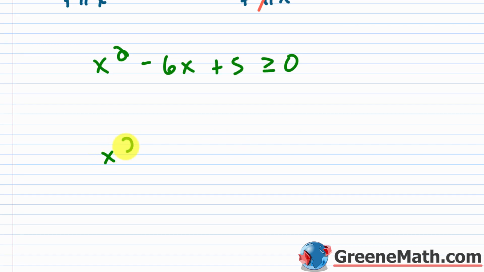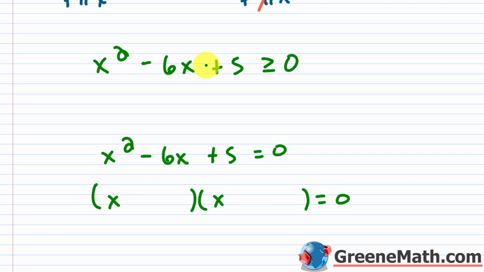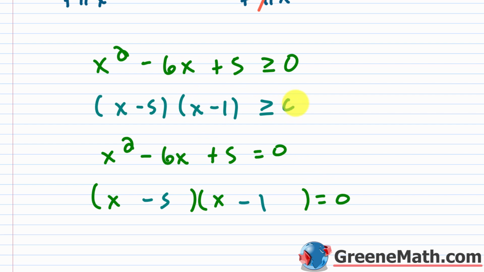So let's write this down here. x squared minus 6x plus 5 equals 0. Really easy to factor this. We'll put an x here and an x here. We need two integers that give me a sum of -6 and have a product of +5. Well, that's going to be -5 and -1. So up here, let's go x minus 5, this quantity, times the quantity x minus 1, and this will be greater than or equal to 0.